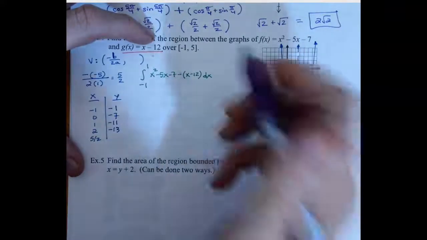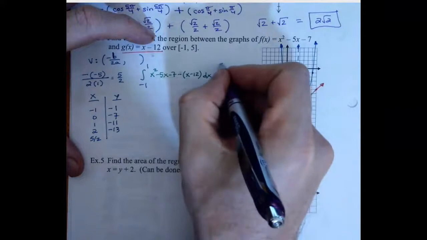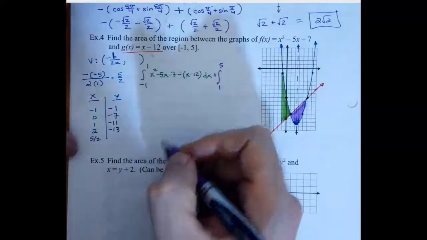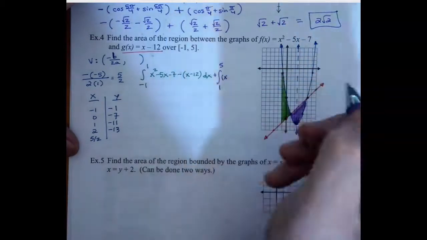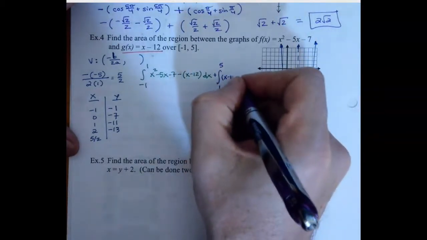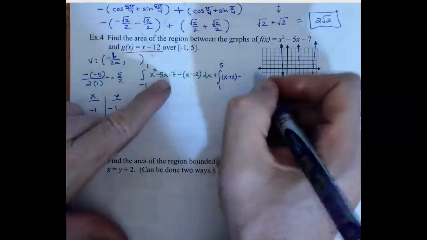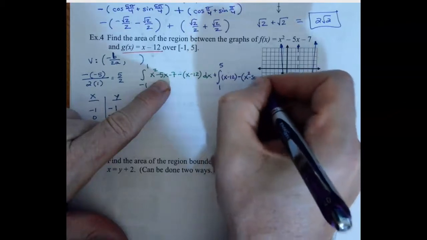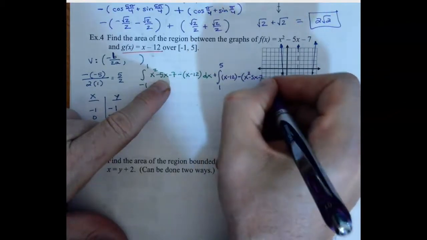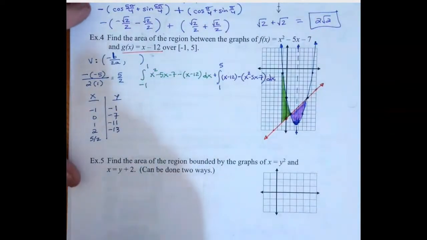I don't know if I left myself enough room here, but then from 1 to 5, those are going to switch, so we're going to have, I guess I don't need a parenthesis on that actually. X minus 12 will be on top, the red line there, minus, and now that's what needs parentheses, the parabola, so x squared minus 5x minus 7. Should scoot that over a little bit.